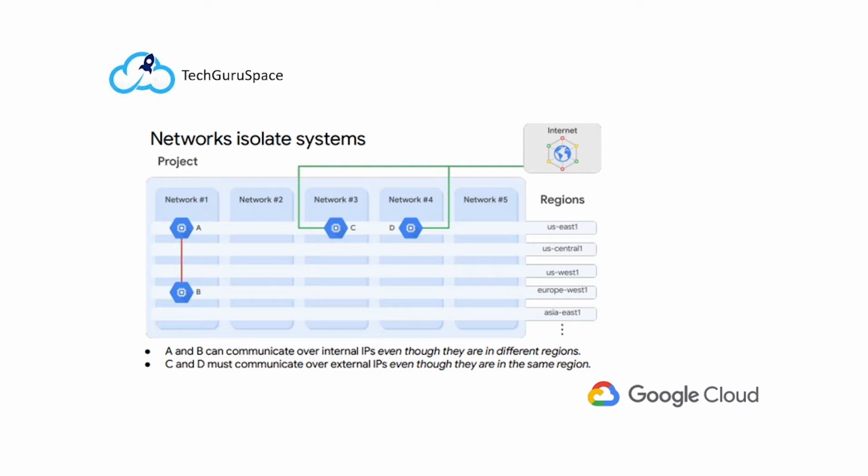On this slide, we have an example of a project that contains 5 networks. All of these networks span multiple regions across the world, as you can see on the right. Each network contains separate virtual machines, A, B, C, and D. Because VMs A and B are in the same network, network 1, they can communicate using their internal IP address, even though they are in different regions.